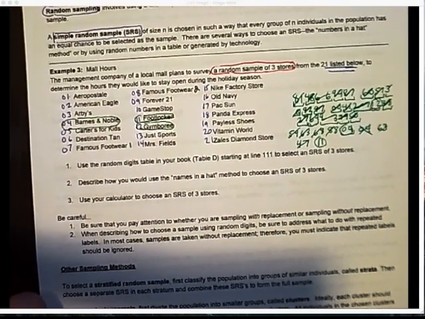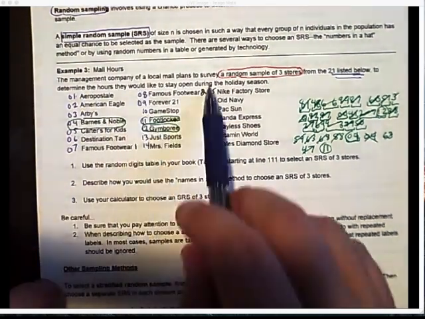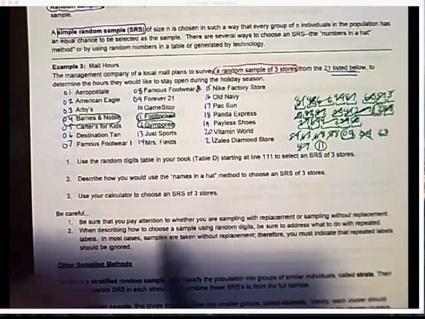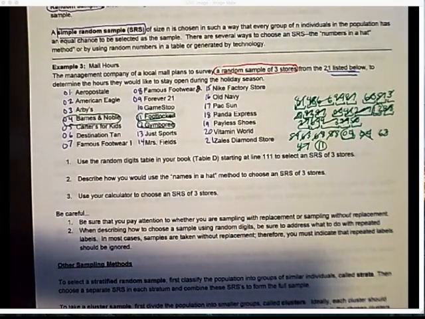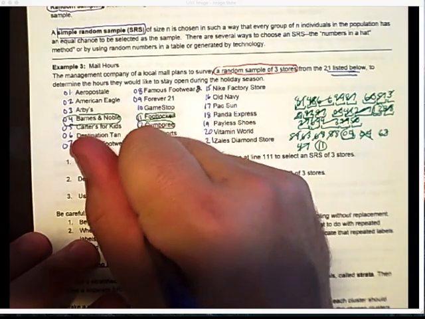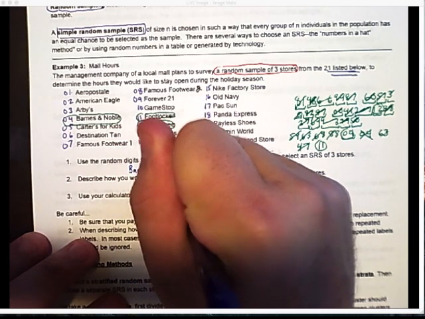All right, I chose the 111 at random. I assigned all of these numbers before I started the process, so it's a chance process. It's a random process that I used. All right, so my 3 stores would be Barnes and Noble, who I labeled number 4.